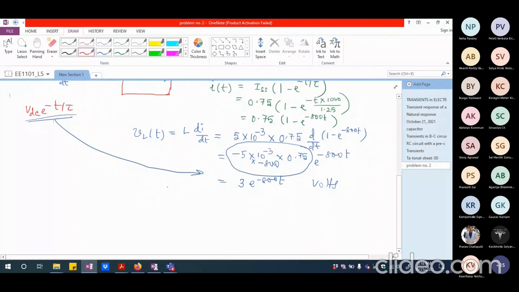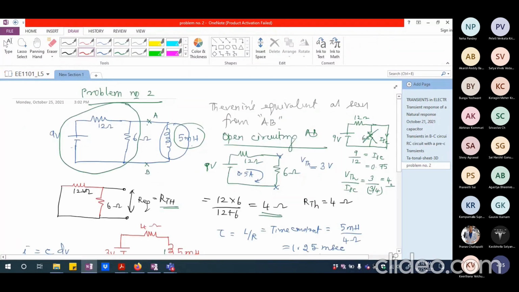Now, the other one they have asked is the current through this particular resistance. One thing we can say is this voltage is the same as VL. Steady state current you can always calculate; that is not a problem. We are not talking about that. This voltage is the same as VL.